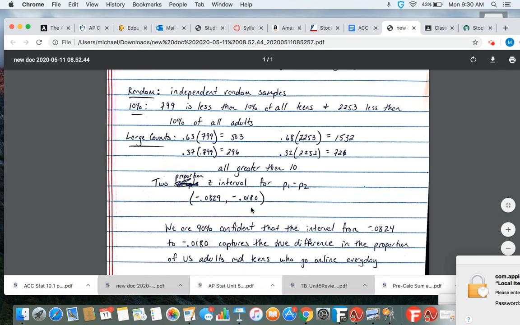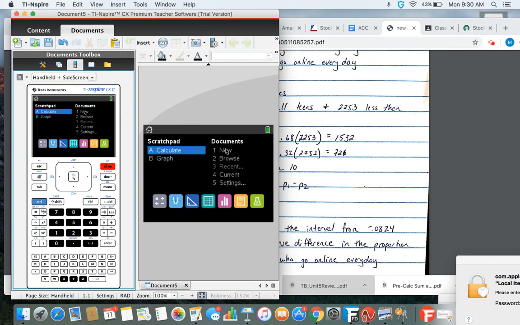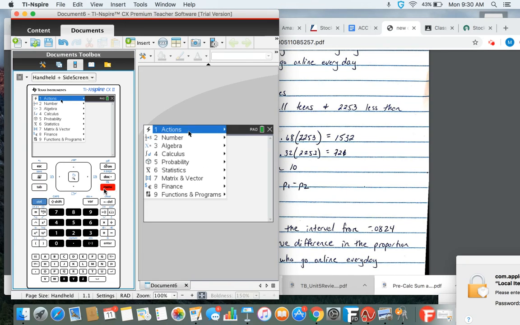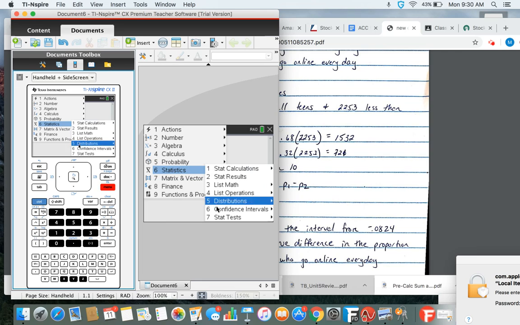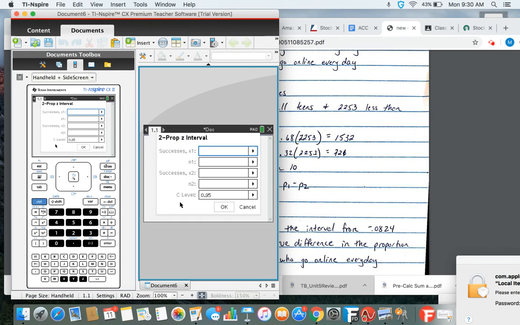Okay. Once that works, now we have to do what's called a 2-proportion Z interval. So a 2-prop Z interval, we're going to hit menu, statistics, confidence intervals, 2-prop Z interval. Two meaning 2 proportions. All right, we have 2 different samples, and they're both proportions that we're using. All right, this is important.